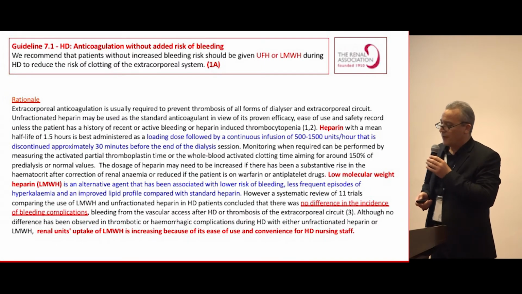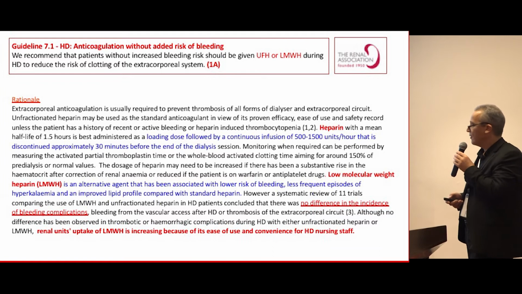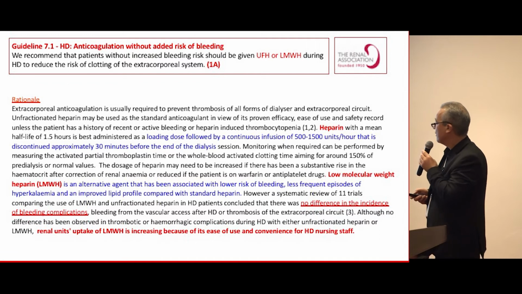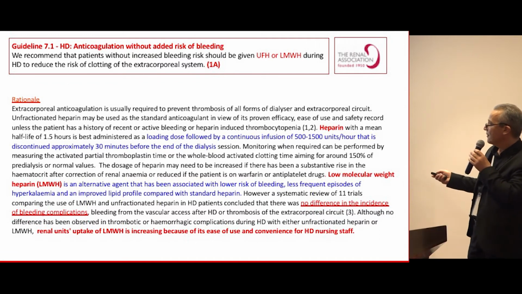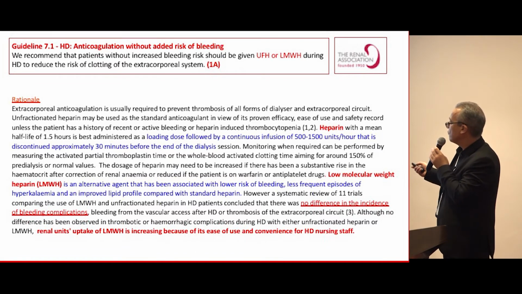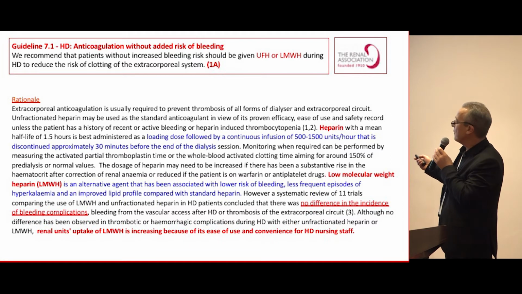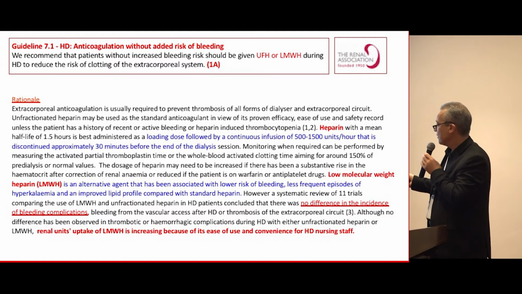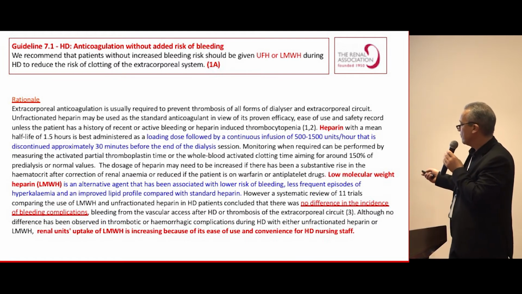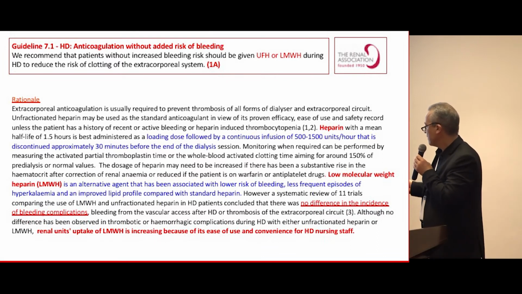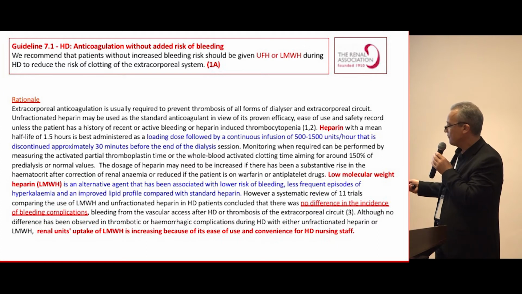What about the recent guidelines of the UK Renal Association? In their guidelines, they announced that for anticoagulation without added risk of bleeding, we should use either unfractionated heparin or low molecular weight heparin to reduce the risk of clotting. Heparin, we can use as a loading dose followed by continuous infusion, and it is discontinued 30 minutes before the end of dialysis, and low molecular weight heparin is an alternative. So they privilege unfractionated heparin.